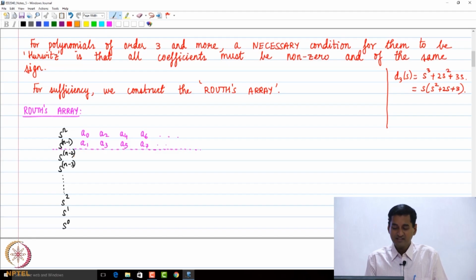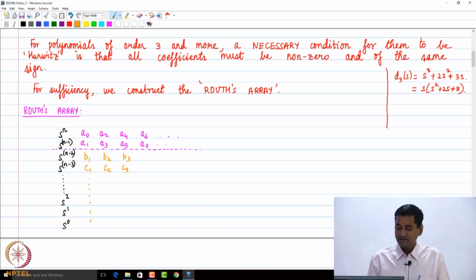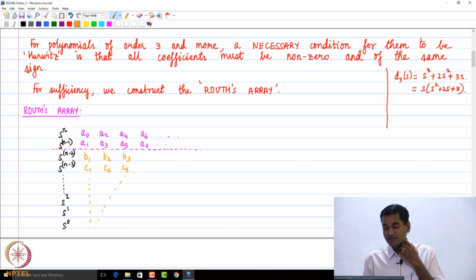Then I start calculating coefficients like b1, b2, b3, c1, c2, c3, like that, and I keep on filling in the coefficients of the Routh array. Now the question is, how do I fill these coefficients b1, b2, c1s and so on? Let's come to b1.